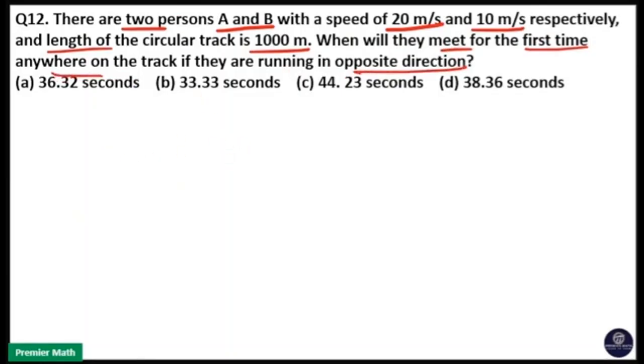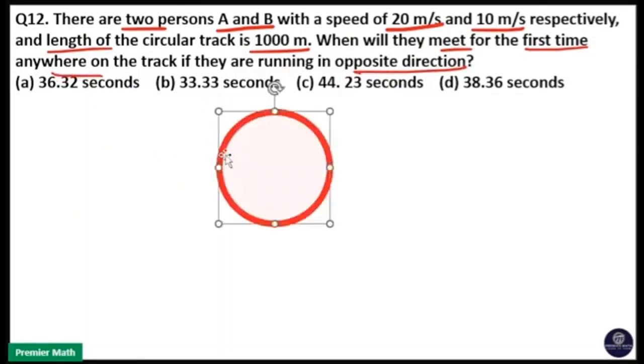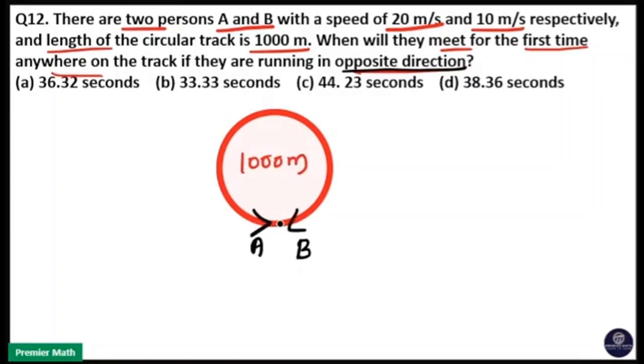Here we have a circular track of 1000 meter and we have two people A and B running in opposite direction. That means if A runs anti-clockwise direction, B will run in clockwise direction, and we have to find out time for their first meet. If this is the point where they meet, we have to find out time for their first meet. You know time is equal to distance by speed, but here it is length of the circular track, and speed will become relative speed because we have to find out the meeting time of two people running in opposite direction.